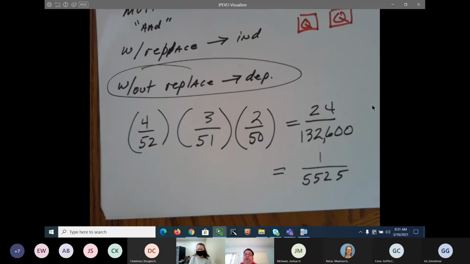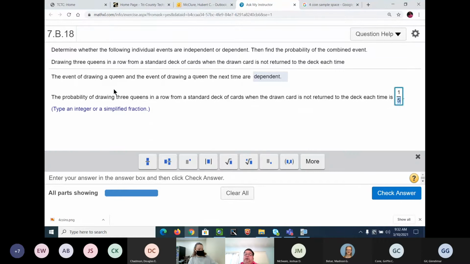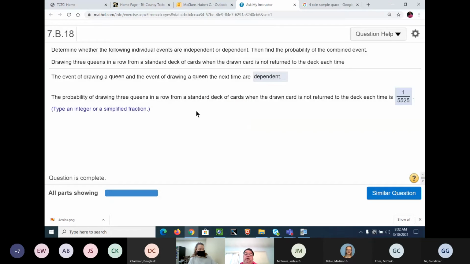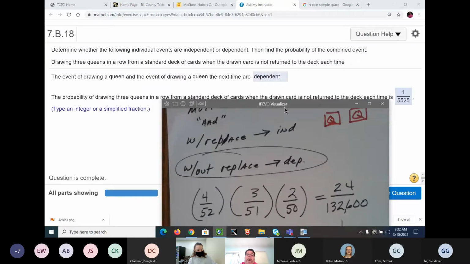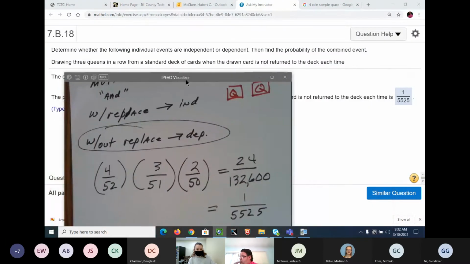So let's check it. 1 over 5525, and it is dependent. 1 divided by 5525, and we feel good about ourselves. That is a test question. So I'll go ahead and put that up for the 1 or 2 people that use the video. You can actually pause that during the video. That's what the video is used for.